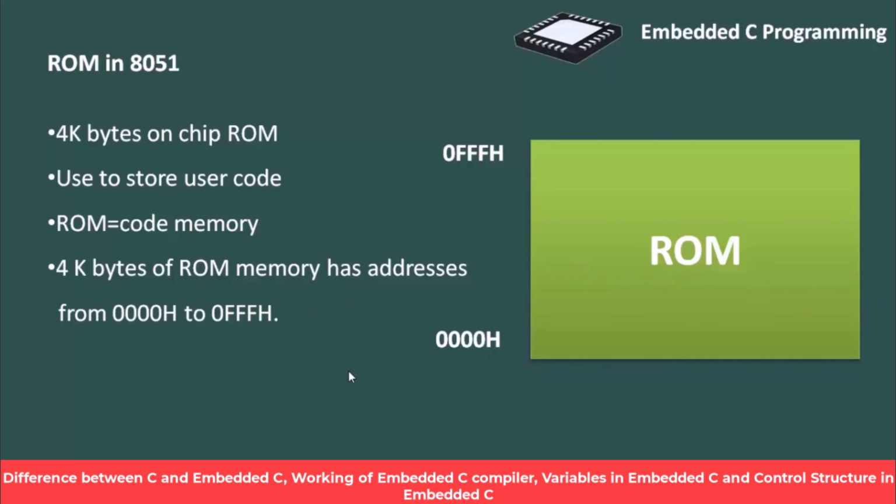Similar to the 8051 microcontroller, every other microcontroller or microprocessor has two memories. One is RAM, random access memory, and the other is ROM, read-only memory. RAM is normally used to store variable data and ROM is normally used to store code.